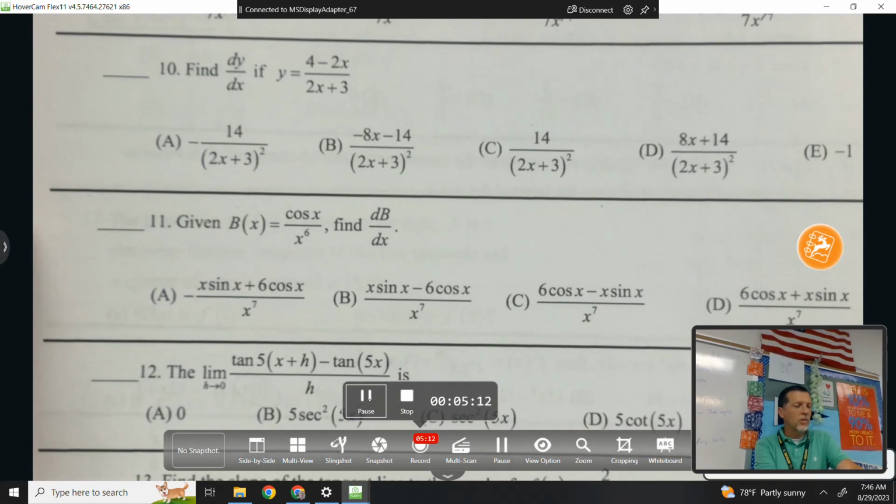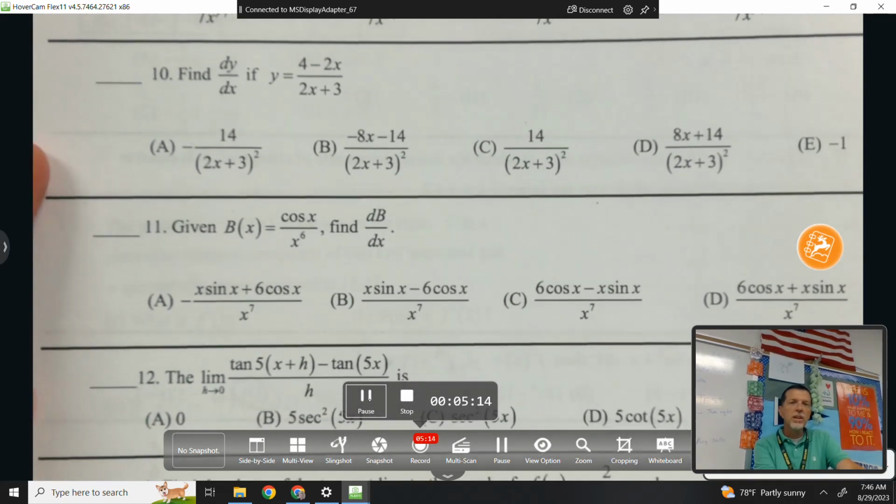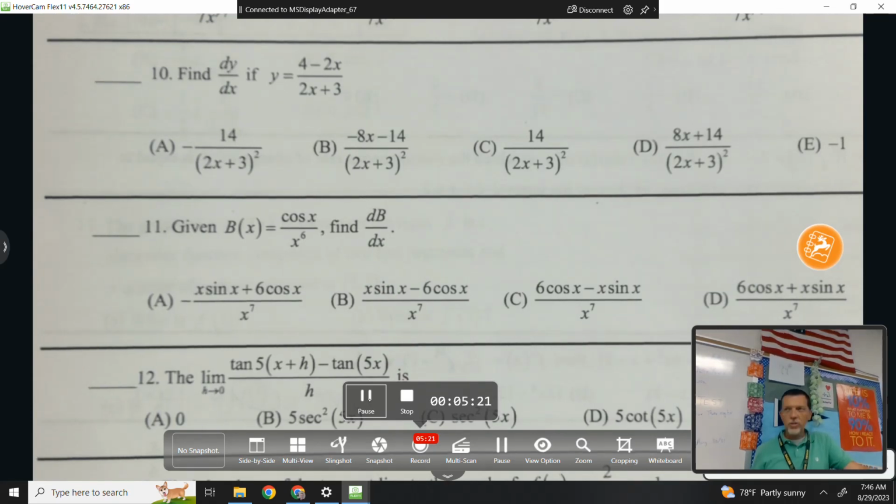Oh, we're hitting a great selection of problems here. What's going on with number 10? What's the main rule that's involved here? Quotient rule. How'd you know it's the quotient rule? It's kind of a dumb question. It's like, because they're dividing, because it's a quotient, because it's a fraction.